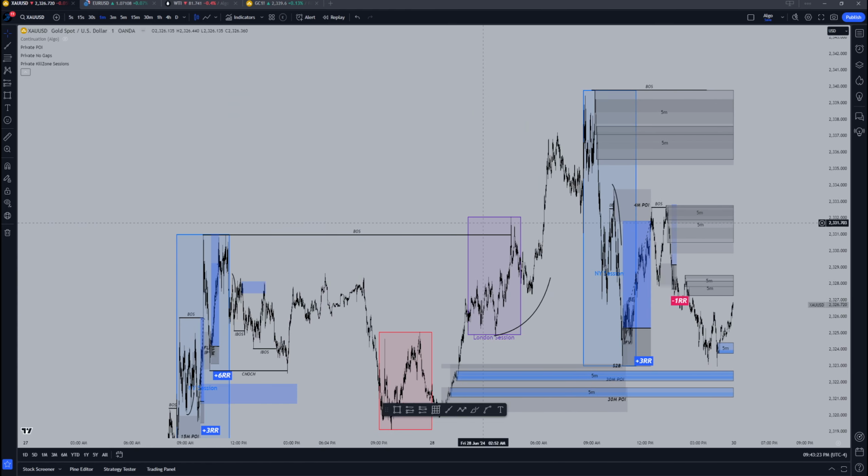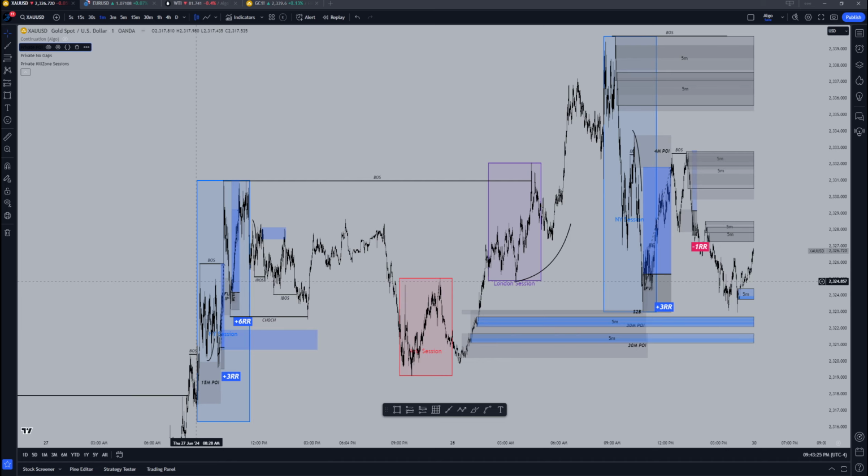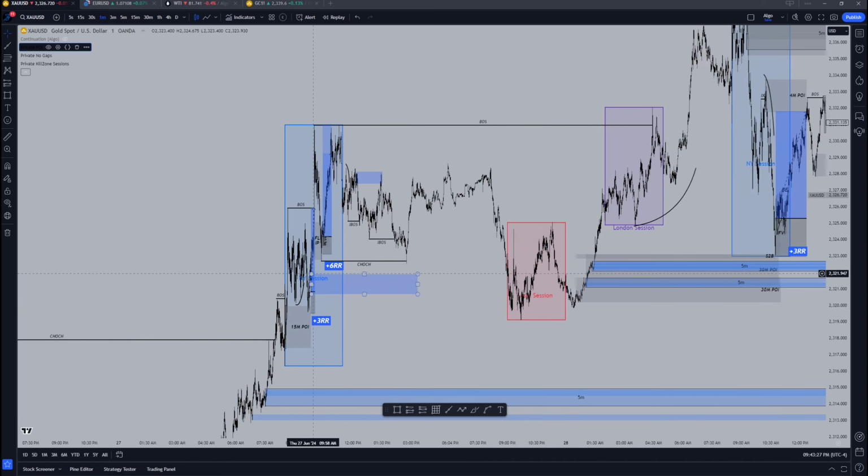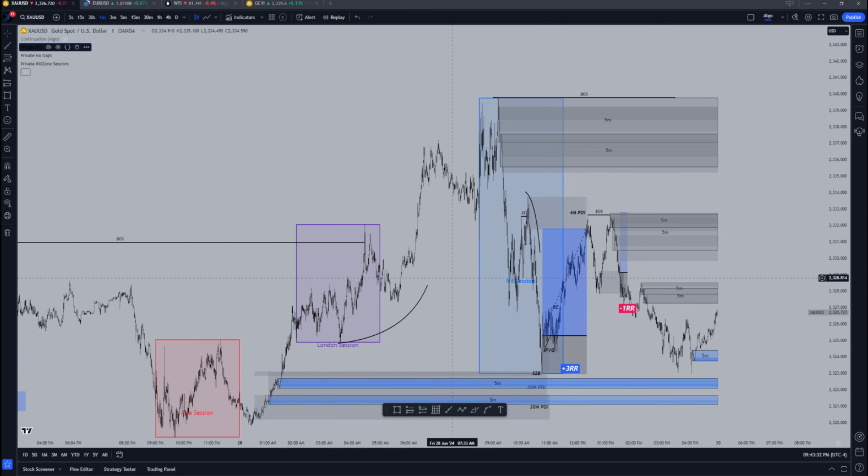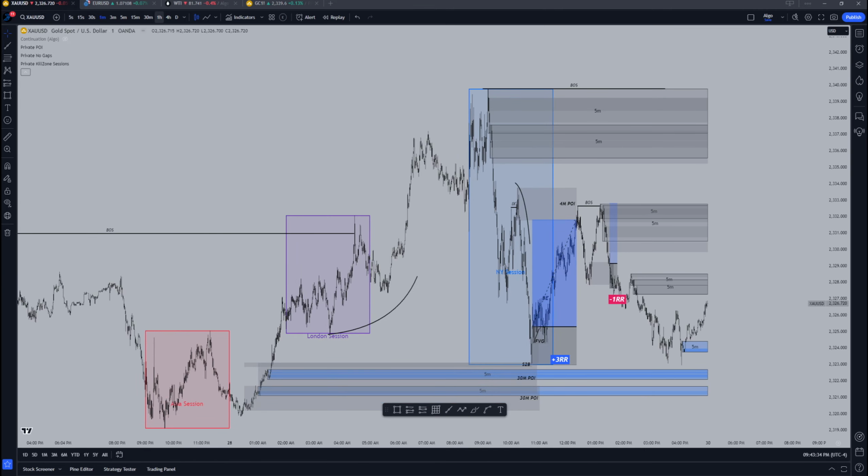But this is my trade recap for gold today. This was okay, this was yesterday. Yeah. I can actually go over yesterday's trades too if you guys want to. I'll just do both in one video because why not?